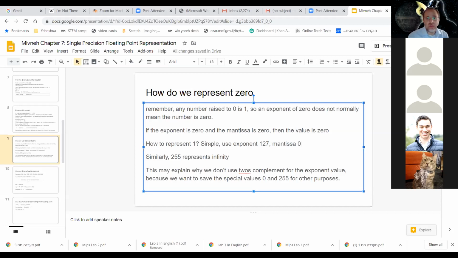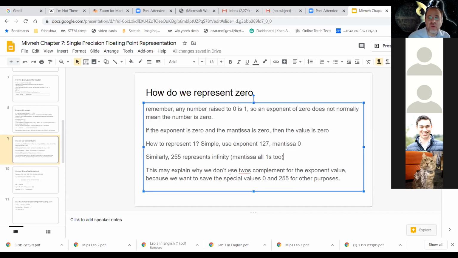Okay. And now, similarly, 255 represents, in other words, all ones. I think it means the mantissa is all 1s. I'm not sure, but it logically must be. If you want to represent infinity, you could write all 1s in the exponent, and the mantissa also all 1s.